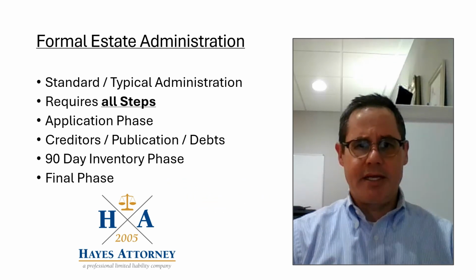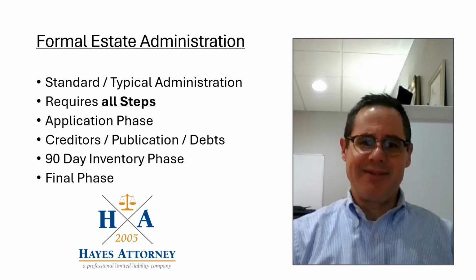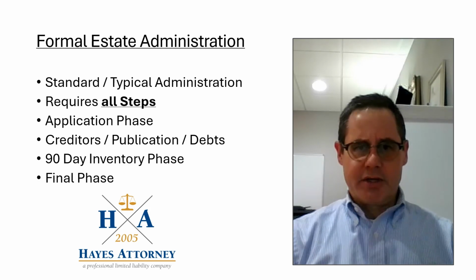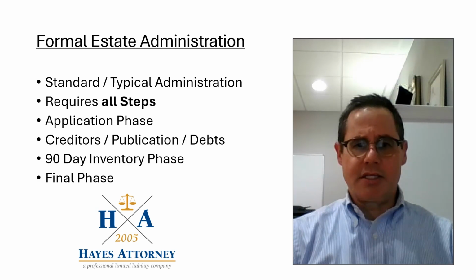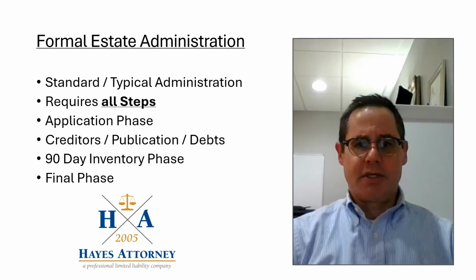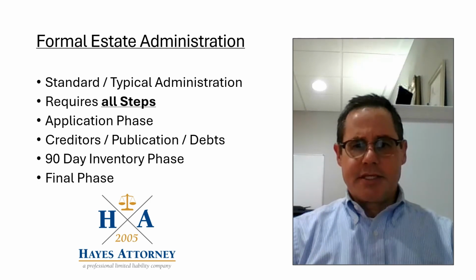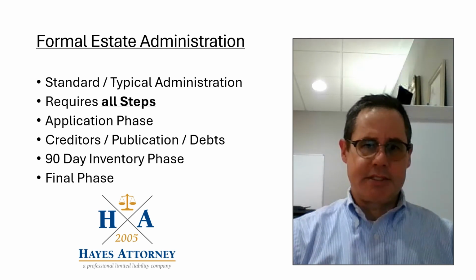Then the next phase is your 90-day inventory phase, which is more of a comprehensive list of all the assets of the estate to give everyone a very good idea of where the estate sits as it relates to its assets. And then the final phase would be the final accountings, which sometimes can run into annual accountings before final accountings are filed, in order to distribute out the assets of the estate properly according to law, and then properly closing out the estate in North Carolina.